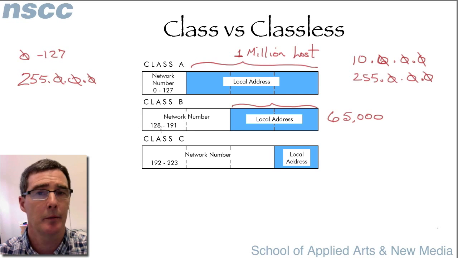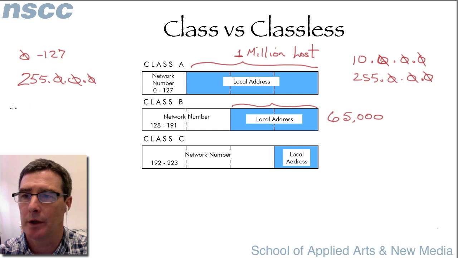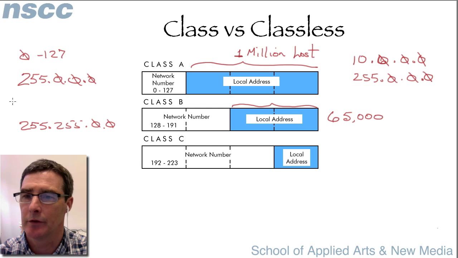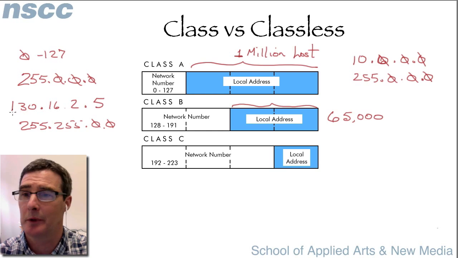The first network number started with 128 to 191, and it used a network mask like that. So if you had an address which was 130.16.2.5, you would say that's a Class B address, and you might guess that the mask was, as we see above here.